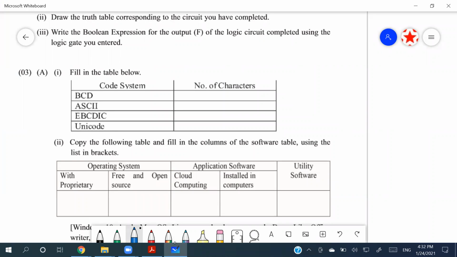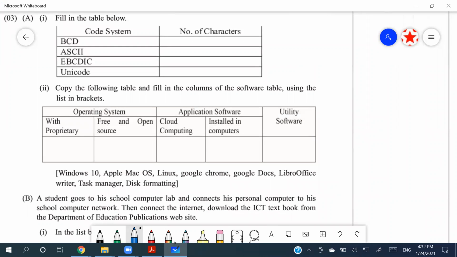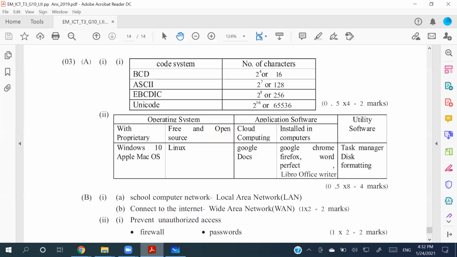And the second one says copy the following table and fill in the columns of the software table using the list in brackets. So the operating system, application software, and utility software are there. So the list is given over here at the below. So the answers are going to be like this. Operating system with proprietary, which is Windows 10 and Apple Mac OS. So proprietary systems are the licensed versions, which we have to pay for and take, right? And free and open source, it's going to be the Linux.